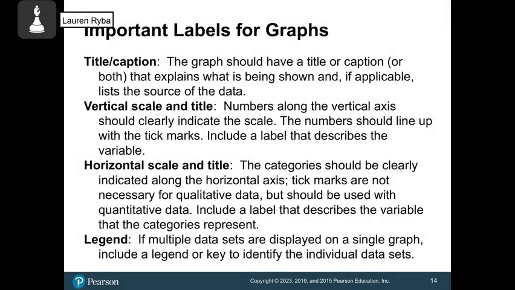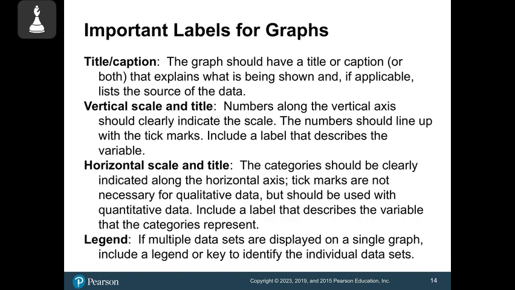Some things to make sure that you have on your graph is a title, and that just explains what it is that we're looking at. So the grades on the final exam, maybe that's what that was, or final grades of the course. So that could have been the title for the previous graph. Vertical scale and title. So anytime you're creating a graph, you have to have an even scale. So if you're counting by 2s, everything counts by 2s. If you count by 5s, everything counts by 5s. You cannot skip around and go 2 and then 10 and then 50 and then 1,000. You have to keep the numbers evenly spaced to make sure that our graph is accurate.